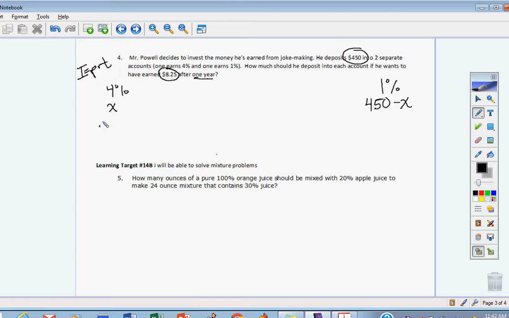Well, converting to a decimal, this side would be 0.04x. Well, that stands for the interest earned on this investment. And then over here, my interest earned is principal, which is actually 450 minus x. That's the amount I'm putting in the bank, times 0.1, times 1 for a year, which we don't need. So then when I distribute that through, I'm getting an interest of 4.5 minus 0.01x.